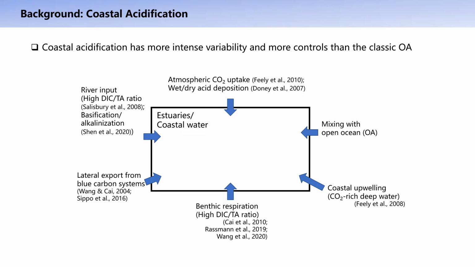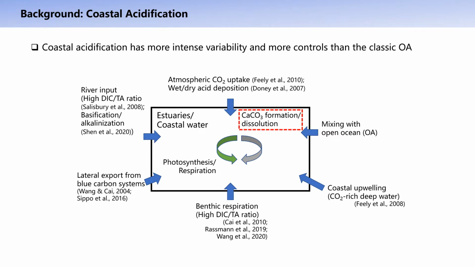The benthic efflux at the sediment-water interface, the atmospheric CO2 uptake, and wet or dry acid deposition at the air-water interface could possibly enhance coastal acidification. Also, internal activities such as photosynthesis and respiration, calcium carbonate formation and dissolution can affect the extent of coastal acidification. Overall, the controlling mechanism of coastal acidification is very complex, and my research interest is focused on how calcium carbonate cycling regulates the coastal acidification.